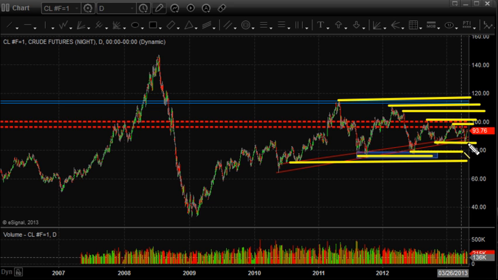So we're just going to let things kind of play out until there is some type of a low risk setup, but until then we're just going to continue to watch it.